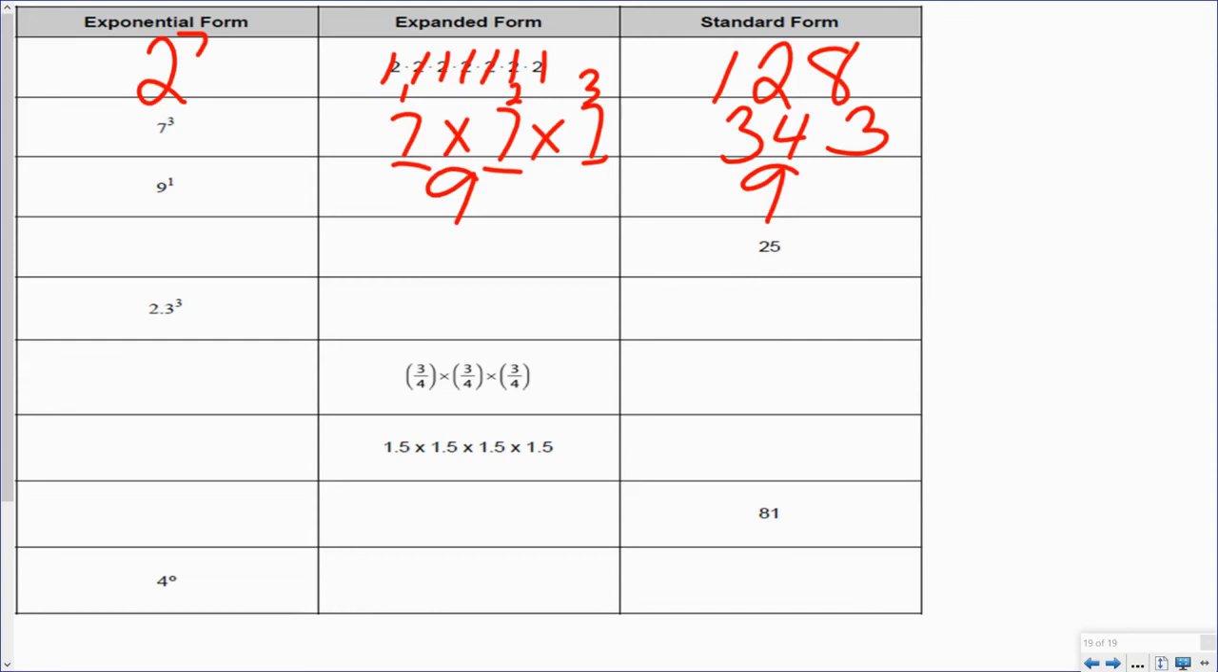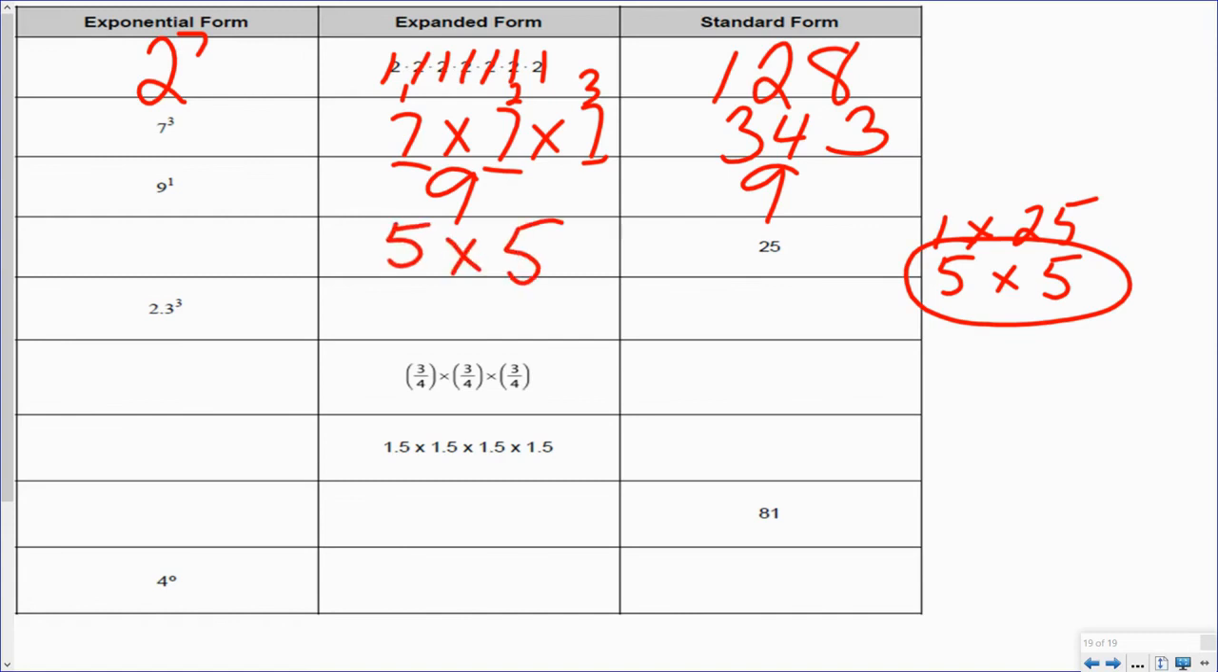Now here I have a standard form of 25. So I need to think about the factors of 25. Well, I have 1 times 25, and I have 5 times 5 is 25. When I'm dealing with exponents, I'm taking the same number times itself, which in this case would be 5 times 5. So that would be my expanded form. And then I know that I have two fives, so it would be 5 to the second power.